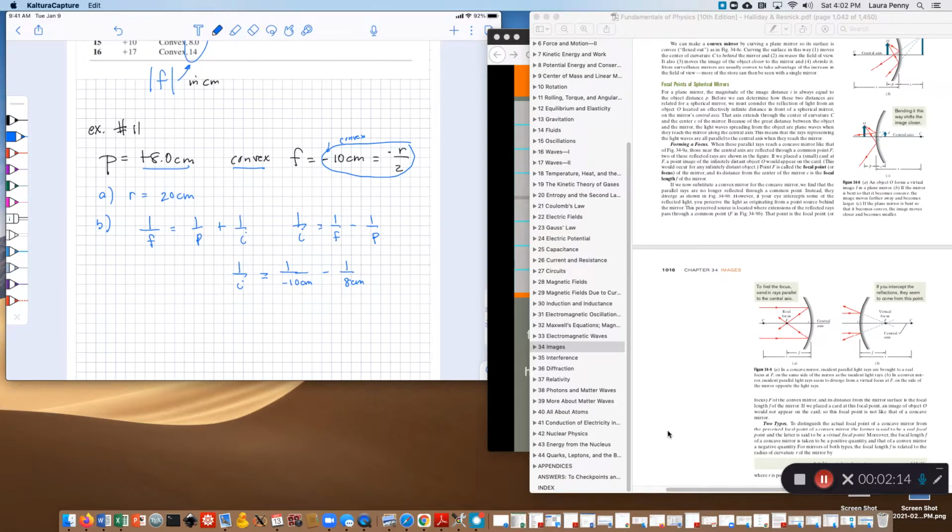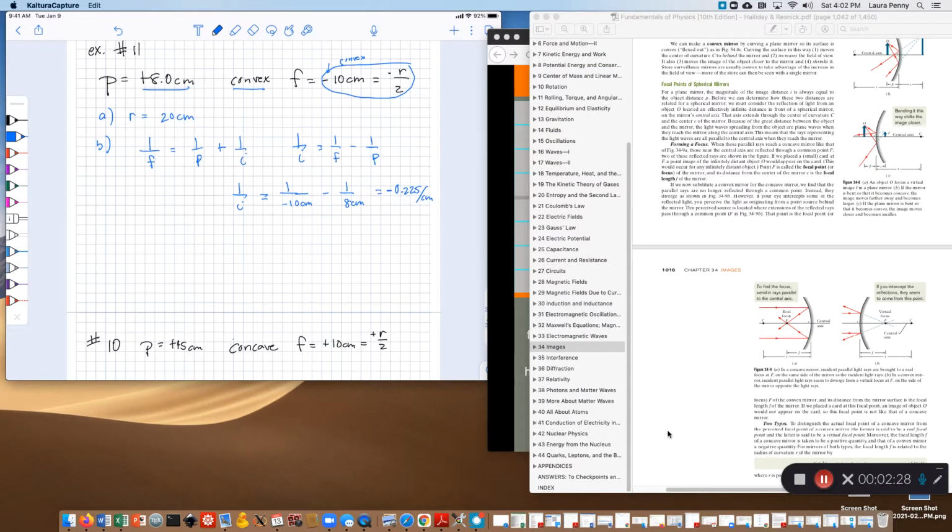So negative 10, x to the minus 1, minus 8 to the x minus 1. Now this answer says negative 0.225. This is not the image distance. This is 1 over the image distance. The actual image distance is the inverse again of that, or negative 4.44 centimeters. So make sure that you remember that you have to flip things back over again.